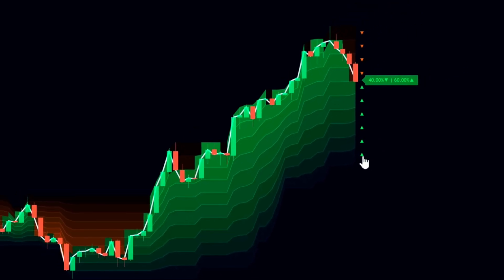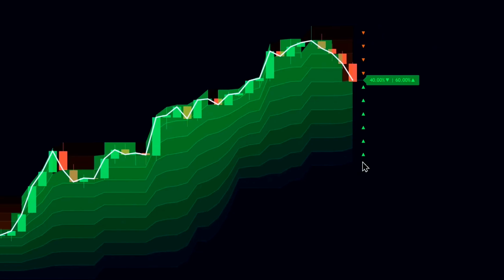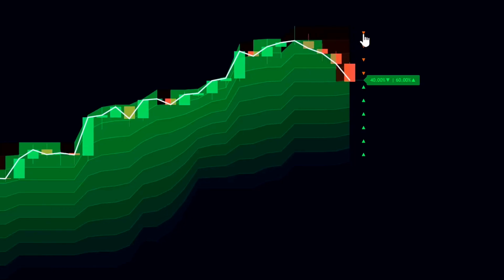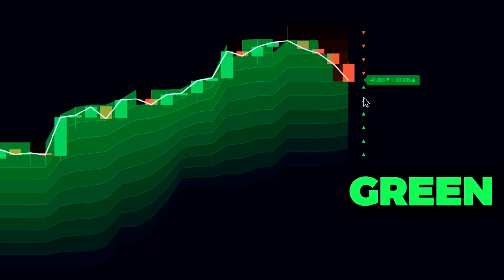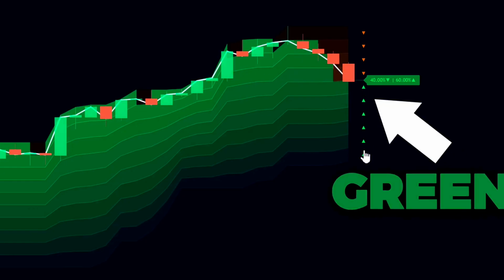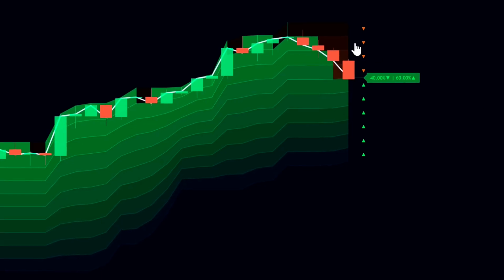There are also these labels, which are basically up and down arrows showing whether the price is above or below a specific level. Each level has its own arrow. So you can see this arrow corresponds to the first level, the next one to the second one, and so on, all the way to the top level. If the price is above a specific level, the arrow turns green and points upward. But if the price is below the level, the arrow turns orange and points downward.